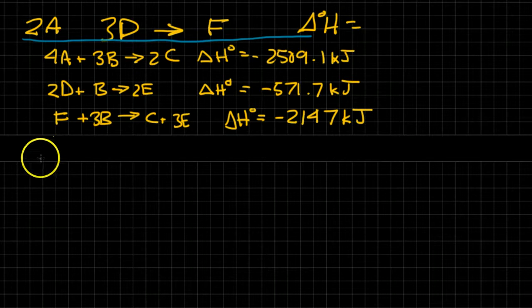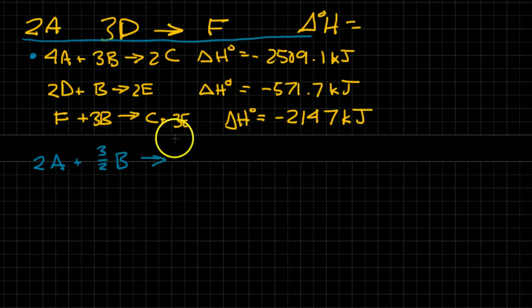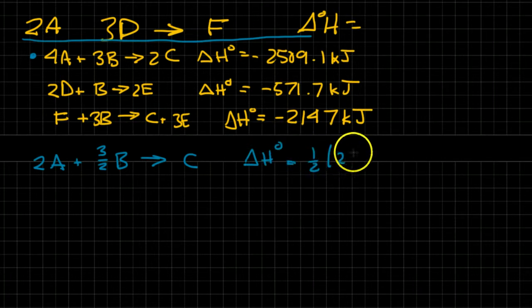So let's say, actually, I'll just run half all the way through. So let's do that. Okay, so I've got 2A. I'm taking from right here, right? Plus 3 halves B yields 2 halves or 1C. And that's going to be delta H, 1/2 times this. Okay, I'm gonna screw up.